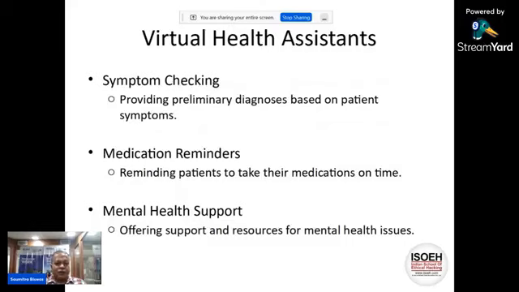Okay, virtual health assistant. So, symptom checking, medication reminders, mental health support. What is symptom checking? We are already seeing some examples of this. The Apple Watch has a built-in ECG monitor, and it has in fact alerted a patient and the nearest hospital about an upcoming heart attack of that patient.